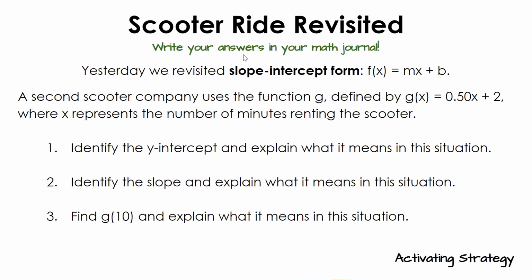How did you know it was 2? Yeah, slope. Okay, so 2 is the b value, right? So 2, and it's the b value. And what does it mean in this situation? Money, how much money? $2 for what?